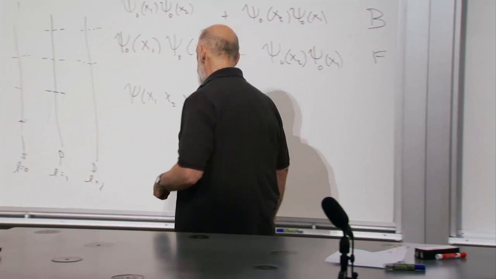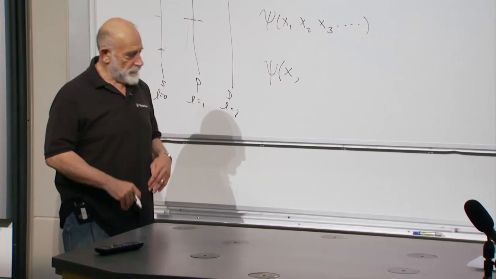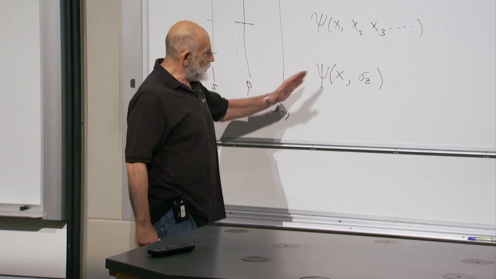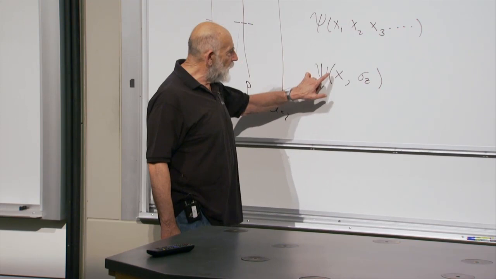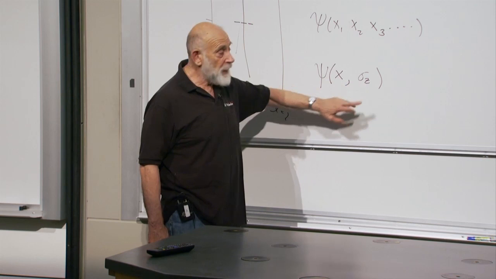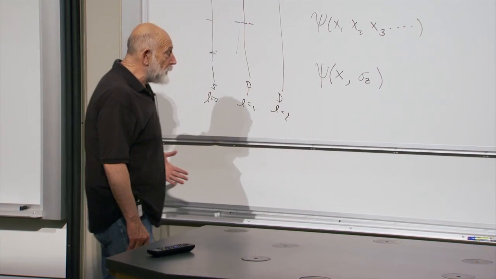So in that way, you can think of the wave function as a function of position, and let's say whether it's up or down. We could choose sigma z here, the z component of spin. This wave function has the following meaning. Its squared magnitude is the probability to find the particle at position x with spin either up or down, depending on whether you put in sigma z equals 1 or sigma z equals minus 1. So it's a function of a continuous variable and a discrete variable, plus or minus 1.